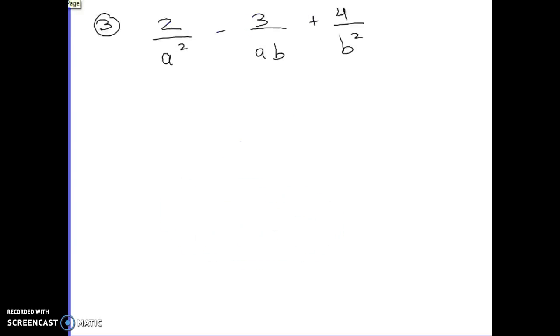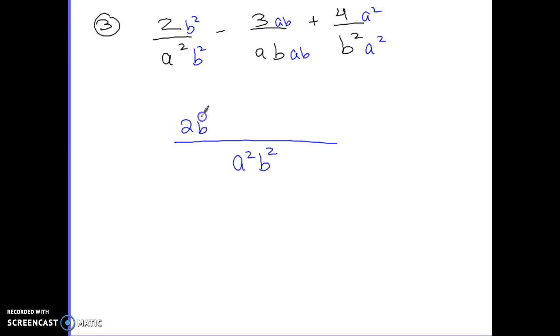Okay, we've got one more adding and subtracting one for you. And this time, I've got 3 pieces, not a big deal. I've got an a squared and a b squared. So I'm going to make my least common denominator a squared, b squared. This side needs a b squared. This needs an a and a b, and this needs an a squared. So I'm just going to multiply that to the top as well. 2b squared, 3ab. If you can combine like terms, do it, but I don't see any, so we're done.